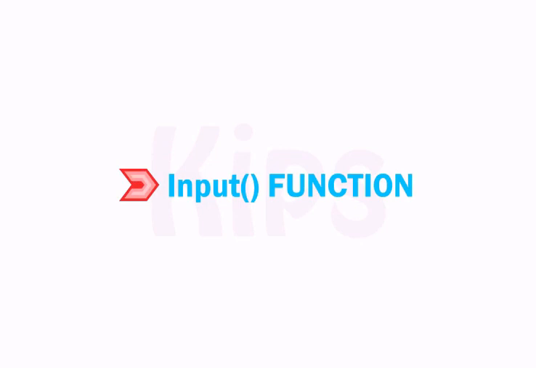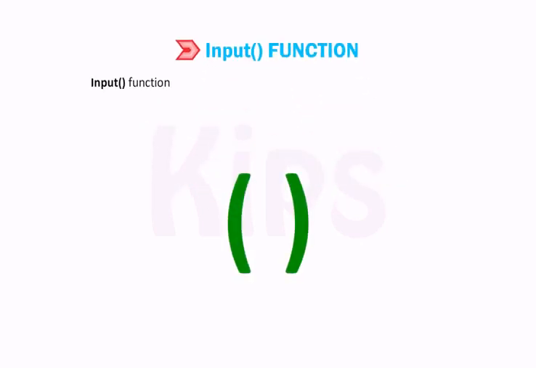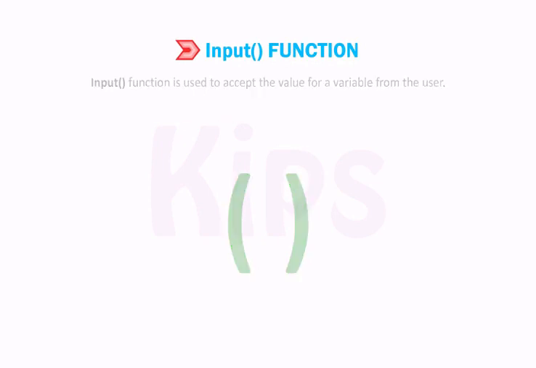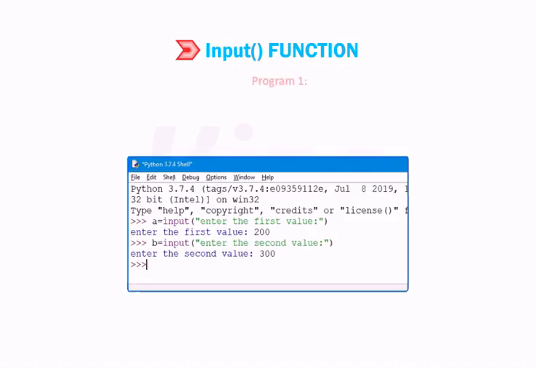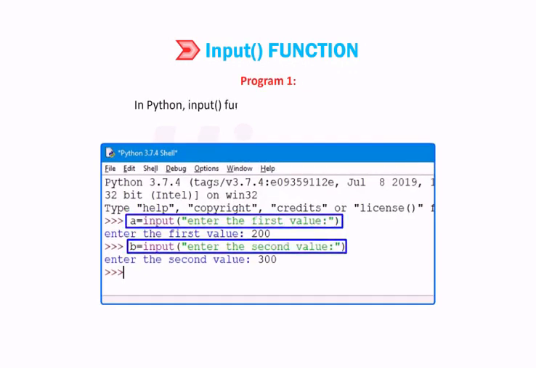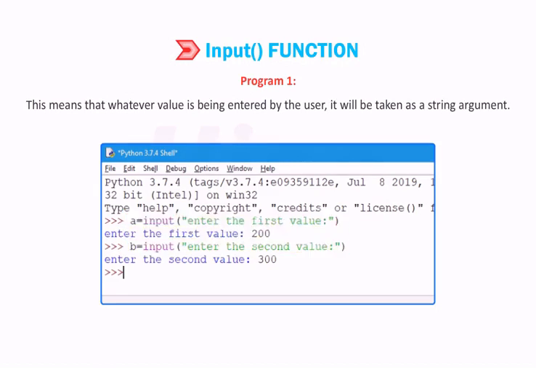Students, let us talk about the input() function. The input() function is used to accept the value for a variable from the user. To input integer and float values, we can use int() or float() along with input(). In Python, the input() function takes one string argument. This means that whatever value is entered by the user will be taken as a string.